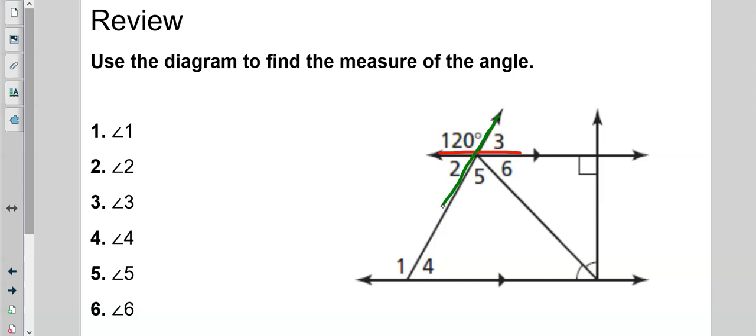But if you notice what we have here, 2 and 3 are vertical angles. So they are going to be equal to each other. So all I have to do is find one, and I found the other. It's going to be the same method, 180 minus 120. And instead of subtracting twice, I know it's the same thing. So 2 and 3 are both 60 degrees.